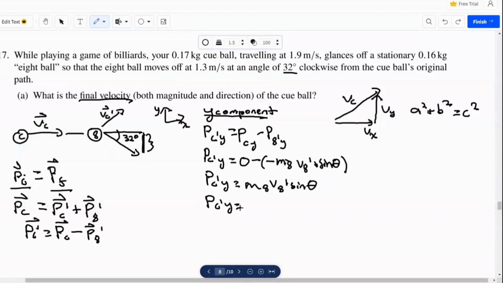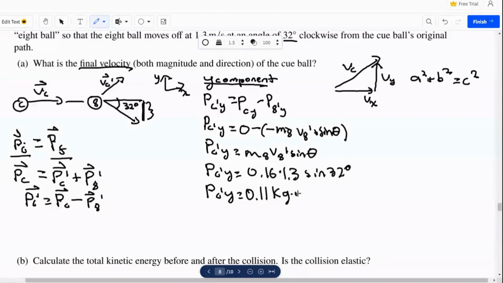PC prime y would be equal to the mass of the 8 ball, which is 0.16, times the final velocity, which is 1.3, times sine of theta, sine of 32 degrees. When you plug that in your calculator, you'll get around 0.11 kilogram per meter second.